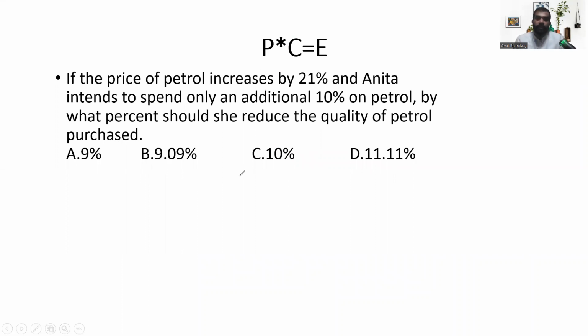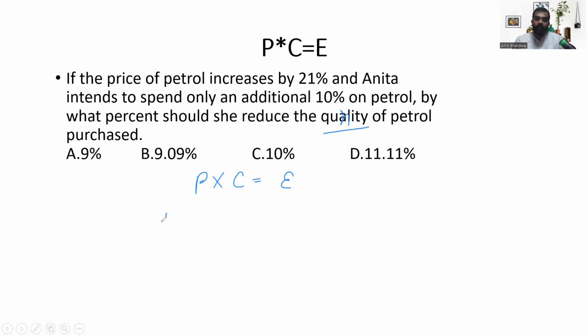Price of petrol increased by 21%. Anita intends to spend only an additional 10% on petrol. By what percent should she reduce the quantity of petrol? Please try to understand, very important. Price times consumption equals expenditure, we know.